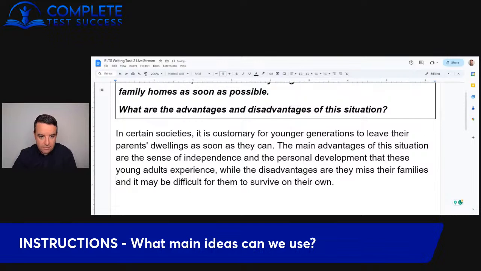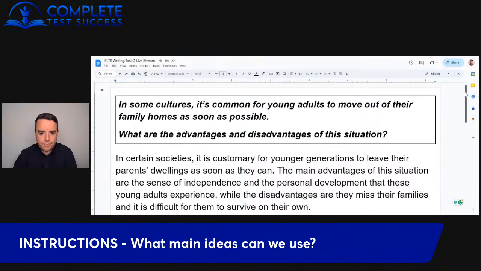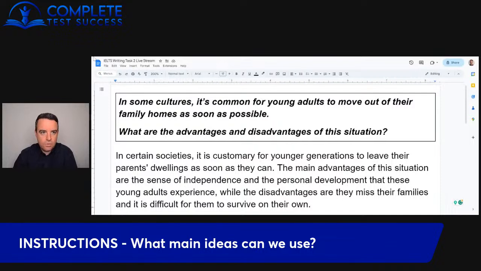and it is more difficult for them to survive on their own. I'm going to change may to is, because this is the disadvantage, and even if the person does or doesn't find it difficult, it's still in general more difficult. So instead of using modals, I prefer just to say definitely it is the disadvantage, not it might be. It just makes my argument a little bit stronger. Okay, so well done. We are finished our introduction.